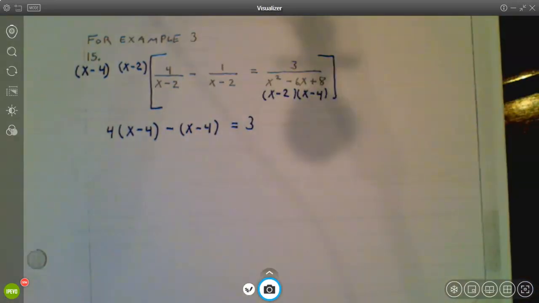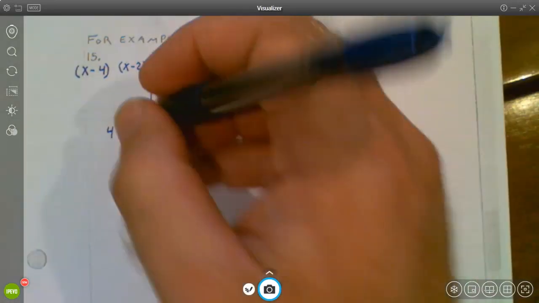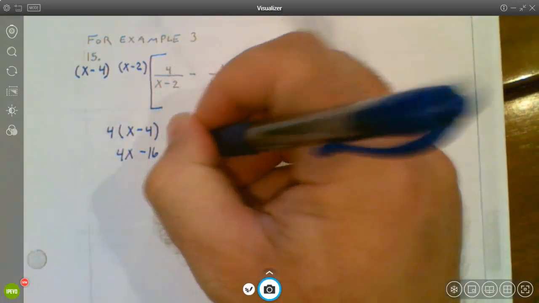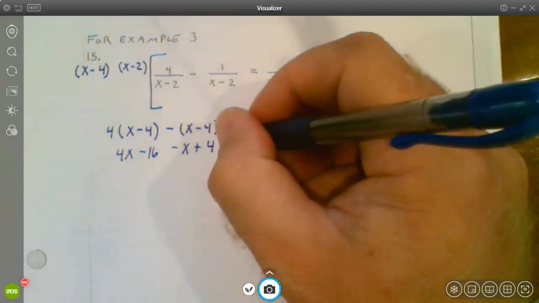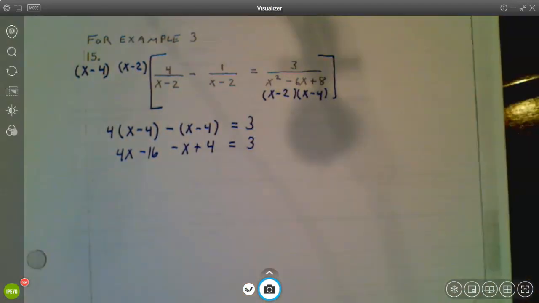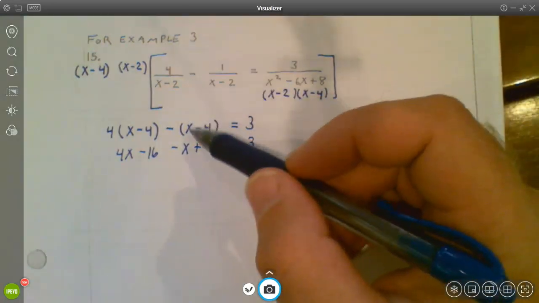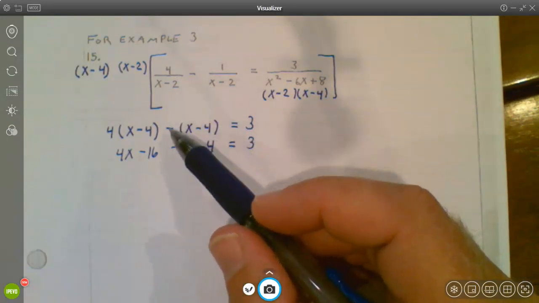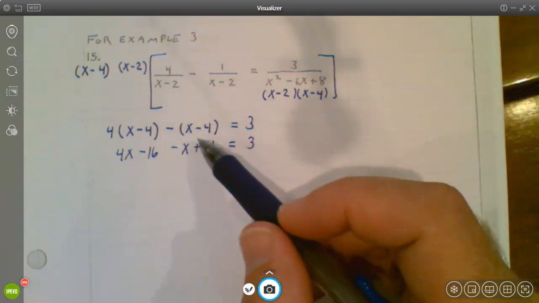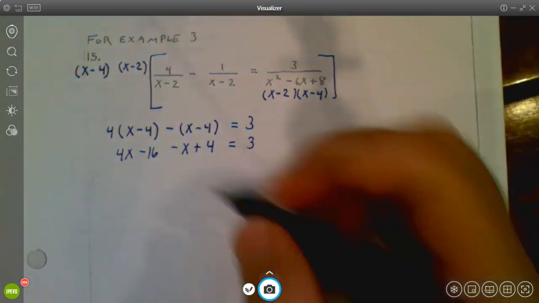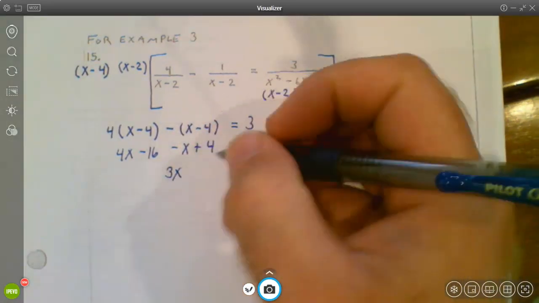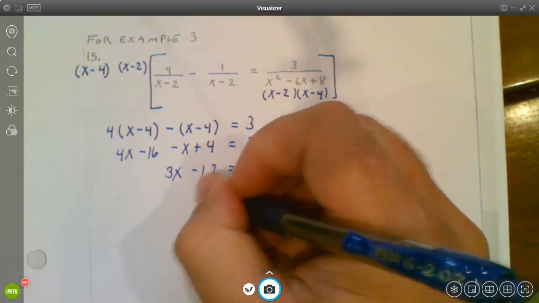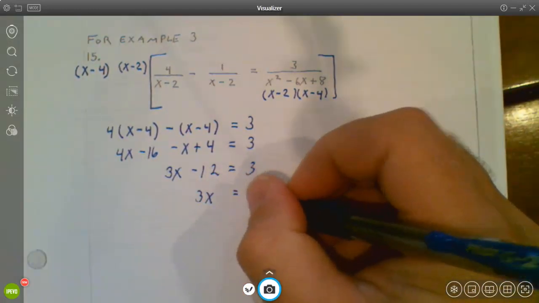So a pretty simple equation now that we can solve from here. Watch out for those signs. Always good when you write stuff like this to write it with parentheses, just to help you recognize that this negative that we brought down belongs to all of this. Right, that's important. So keep going on this. So 3x minus 12. So 3x is 15. x is 5.